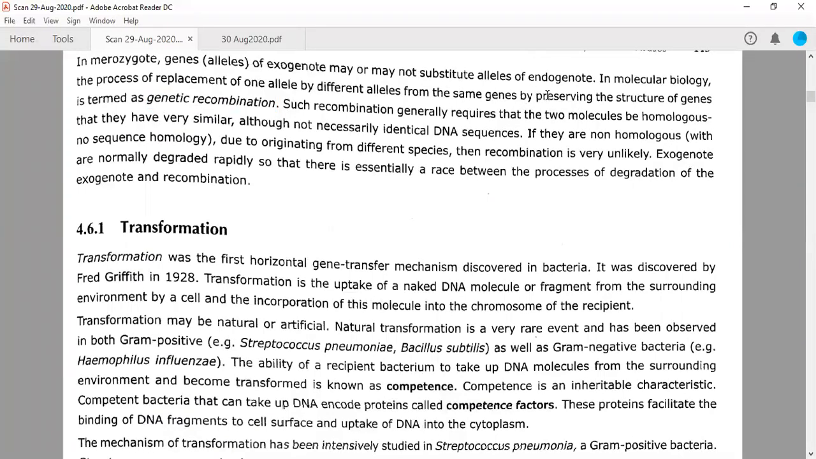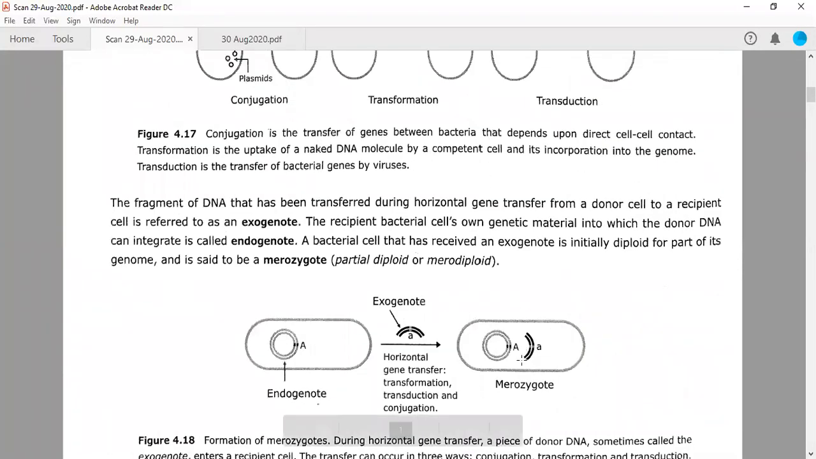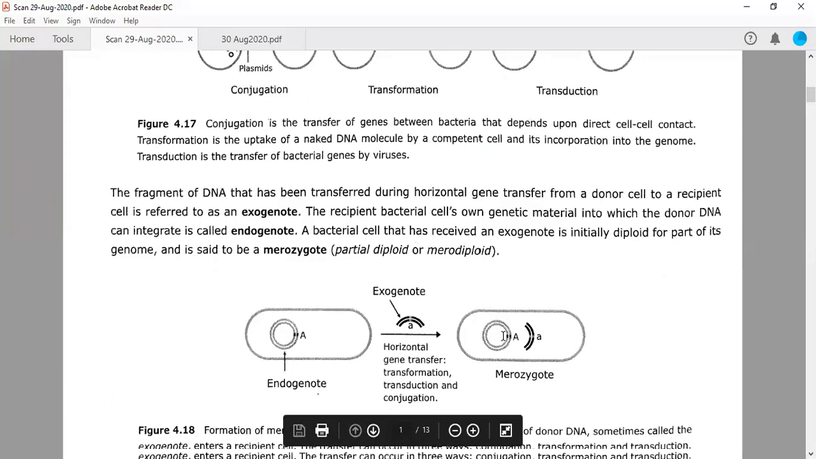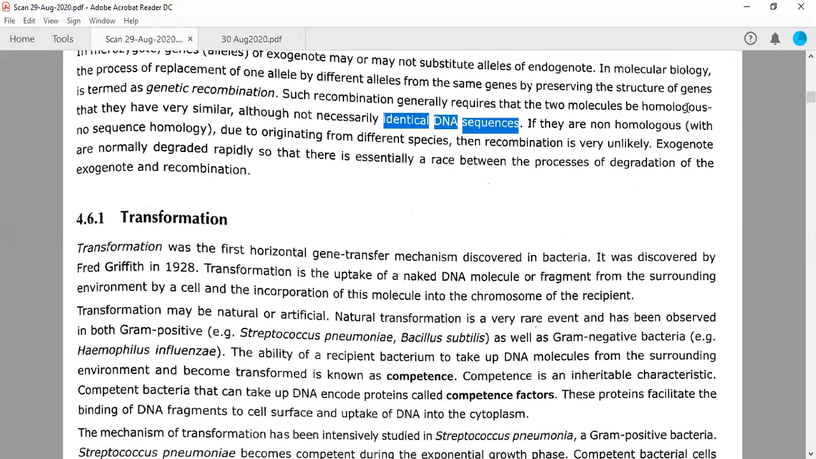This process preserves the structure of the gene, but it will replace some portion of the DNA, and some other portion will be integrated to preserve the overall structure of the gene. Such recombination generally requires that the two molecules be homologous, with very similar, although not necessarily identical, DNA sequences. They should have at least some similarity, some homologous nature. Otherwise, the recombination will not take place.